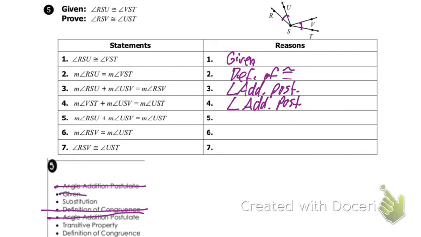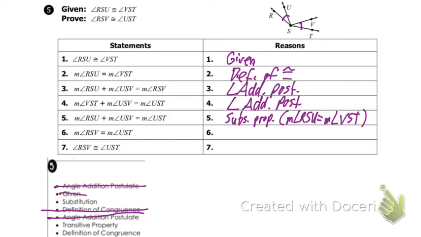What's happening on 5? Substitution. What am I substituting for what? Measure of angle RSU equals measure of angle VST, from number 2. We're substituting that back in and rewriting number 4, but instead of measure of angle VST, we're going to put measure of angle RSU, because they're the same thing, according to step 2.